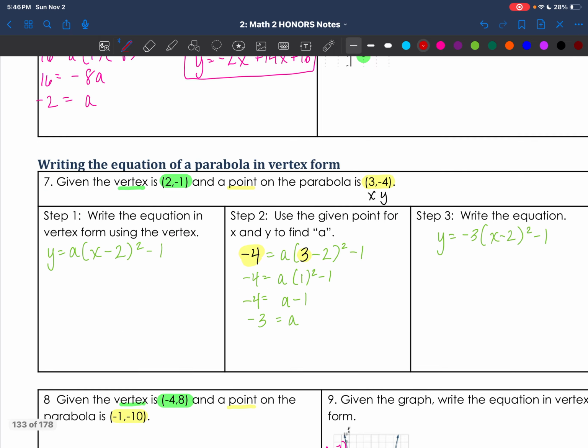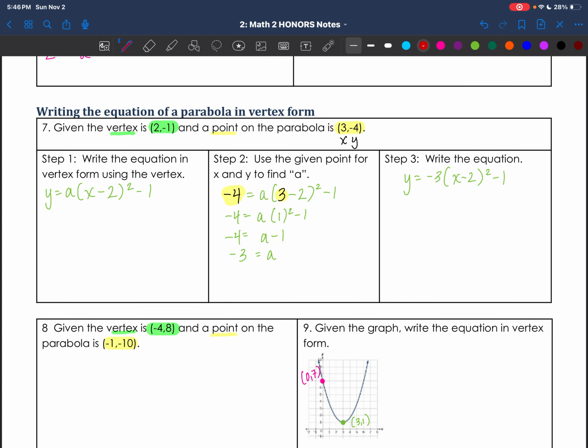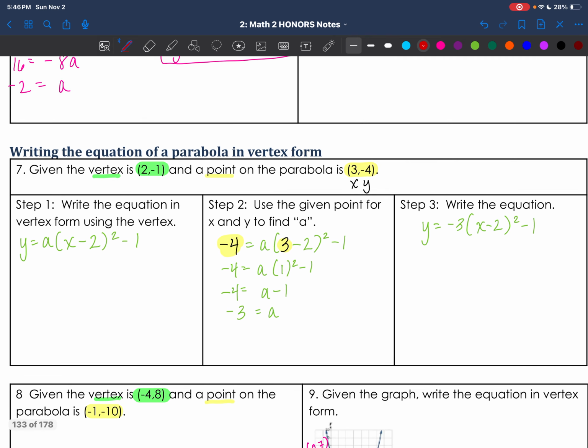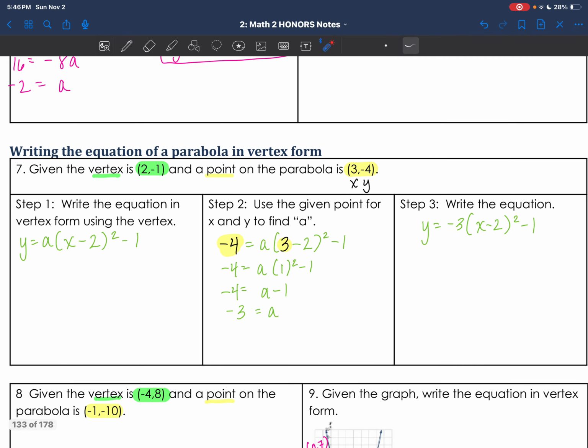All right, and then writing the equation of a parabola in vertex form. So this is again kind of just plugging in what you know, solving for what you don't. So we know the vertex is (2, -1), so I'm going to set that up in vertex form. And then what we're going to do is the same thing. We don't know what a is, so we have to plug in a point on the parabola, in this case, which is (3, -4). So I plugged that in for your y and your x.